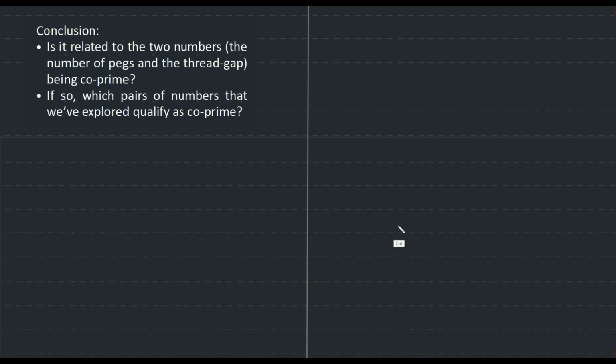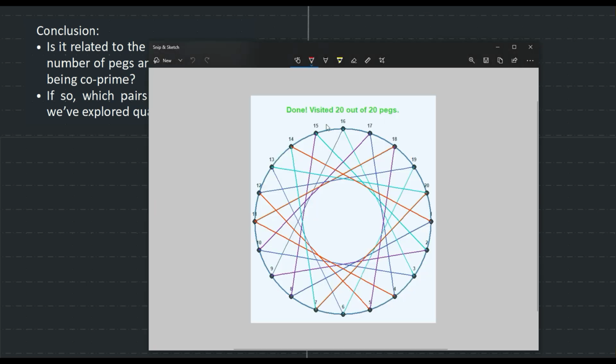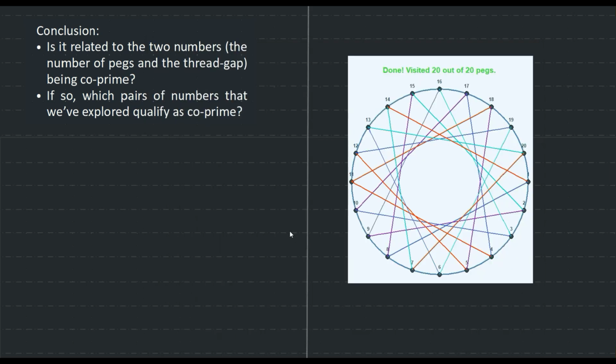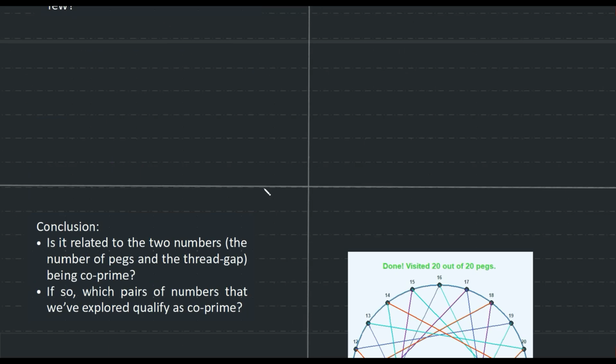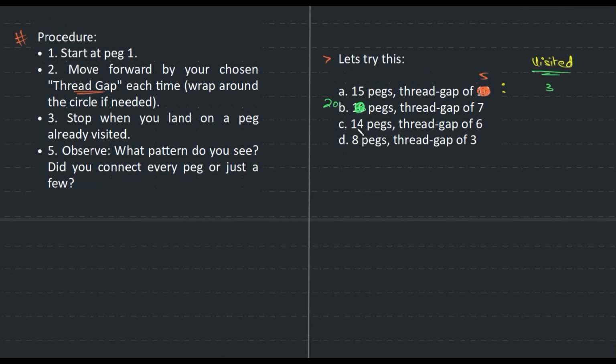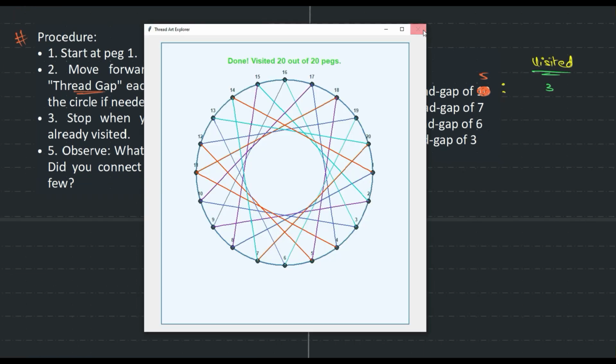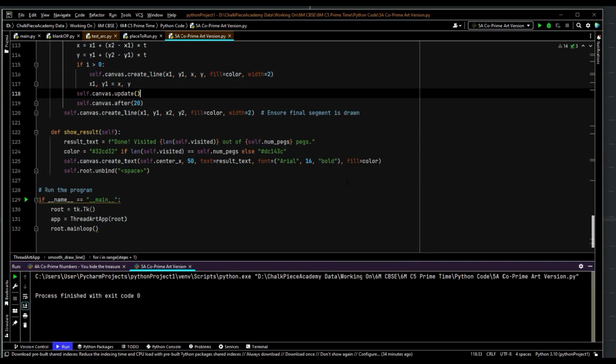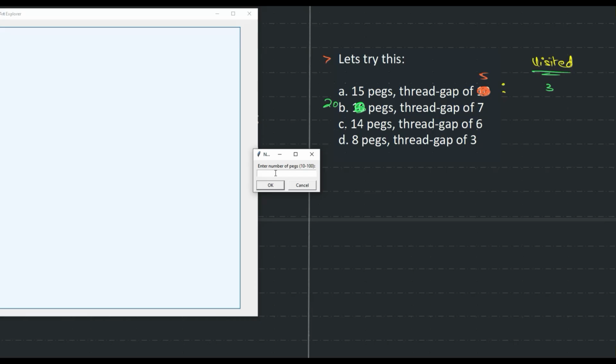Okay, I think I lost it. Some system glitch, guys. Okay, so let me go up. Next numbers are 14 and 6. So let me, we have 14 and we have 6.